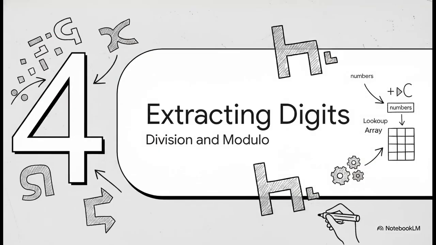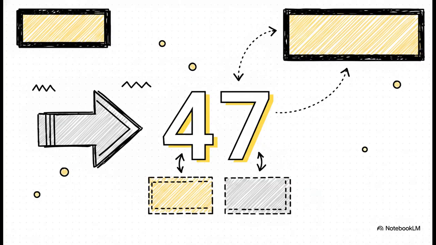Let's jump into part 4, extracting digits. Let's bring this to life and make it concrete. Imagine the program is holding the raw integer 47 in memory right now. Our beautiful nested loops have generated this number, but the code still only knows it as a single, solid, raw integer. We need to print a character 4 and then a character 7.